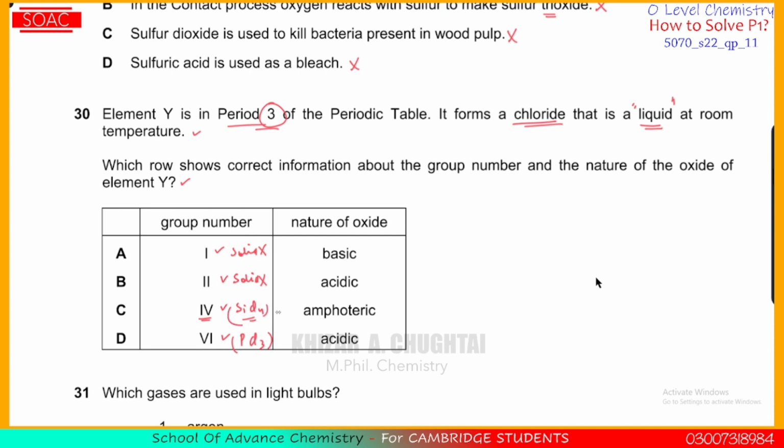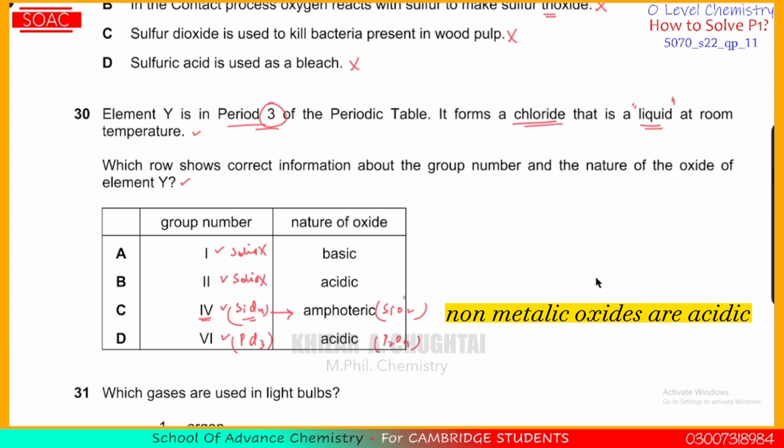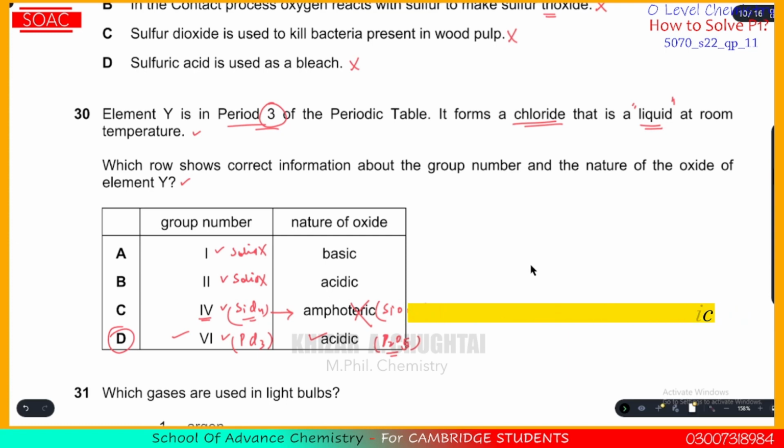Now come to the next column. Is SiO2, the oxide of silicon, amphoteric? SiO2 is acidic, it's not amphoteric. P2O5, the oxide of phosphorus, a non-metallic oxide, is acidic. Yes, it is true. So basically, D is the correct option. Overall, D is the correct option.